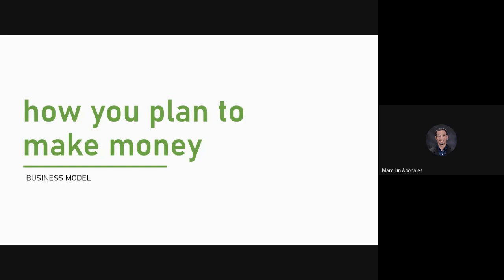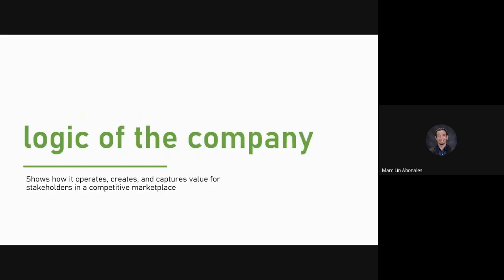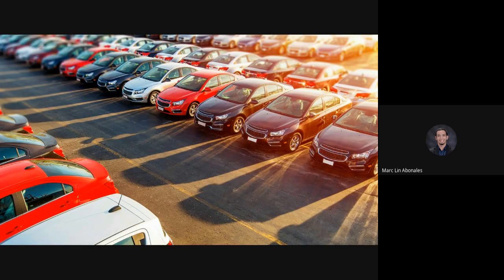And a business model is a story that explains how an enterprise works. When we do business, sometimes we start by building a company. So in the logic of the company, it shows how it operates and creates and captures value for stakeholders in a competitive marketplace. It outlines the design of revenues, costs, and profits associated with delivering that value, and it defines how the enterprise creates and delivers value to customers and then converts payments received to profits.